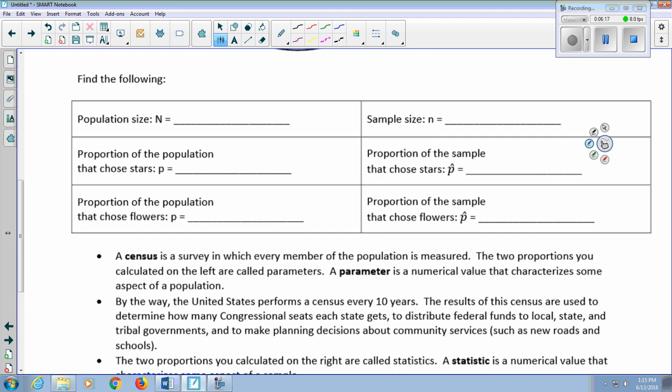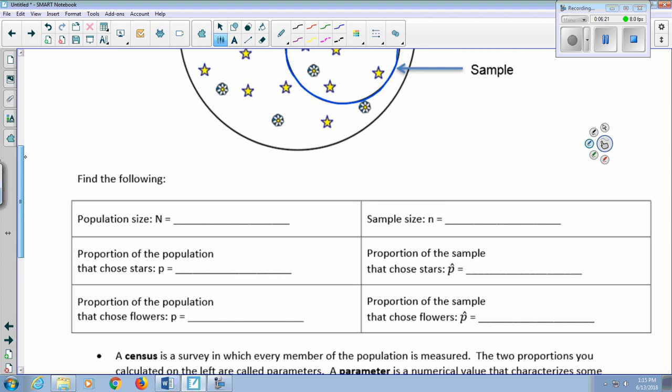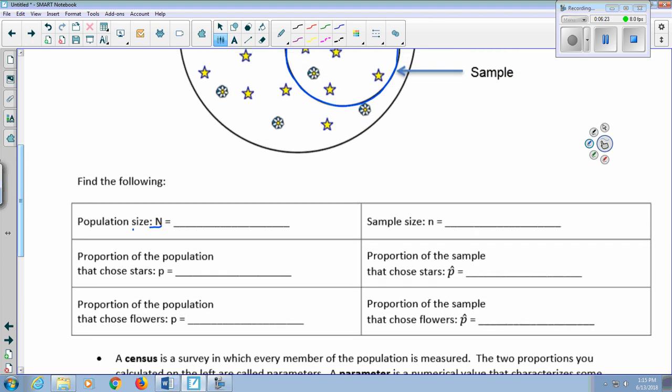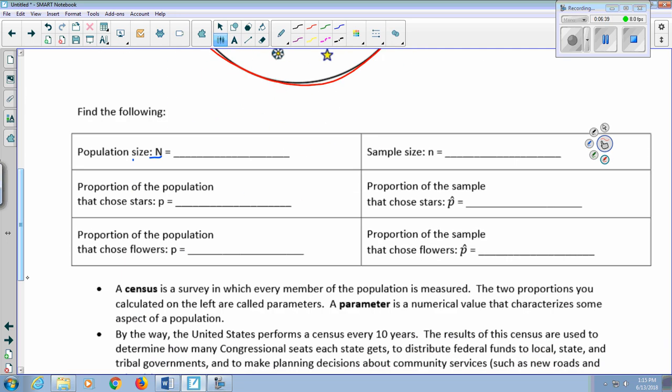So our population size is going to be represented by the capital N, and that's everybody in the big circle. So it's including the people in the small circle, everybody inside of this red circle. So if we count up all the stars and flowers all together, our population, you'll see, is 30.